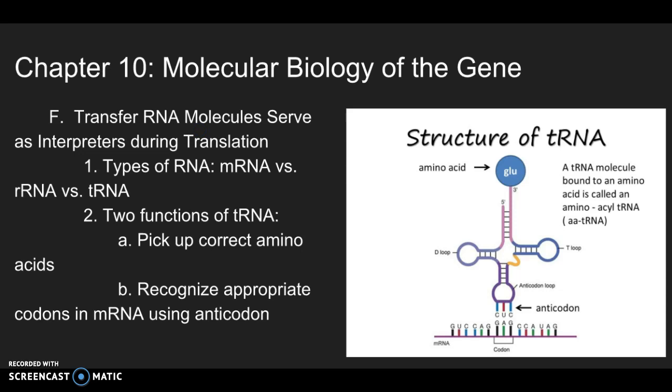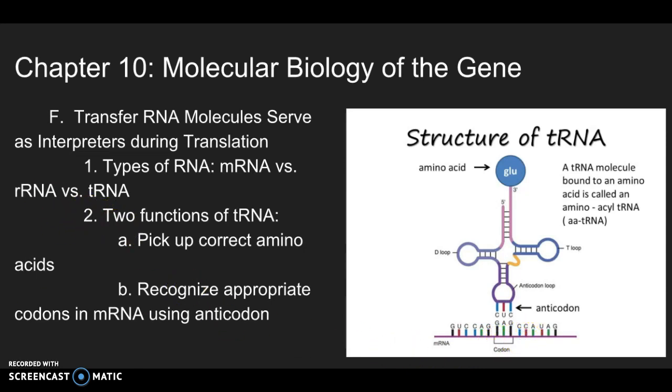Now, when we talk about transfer RNA molecules, we can see that they serve as the interpreters during translation. Transfer RNA molecules are better known as tRNA, and this is what a tRNA is generally depicted as. At the top, you can see that you have your amino acid, and this is your anticodon loop, which will attach itself to the mRNA codons.